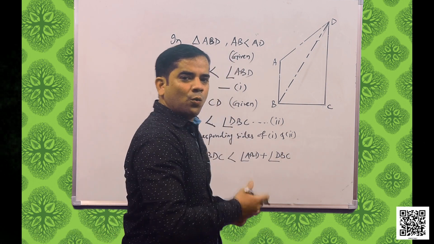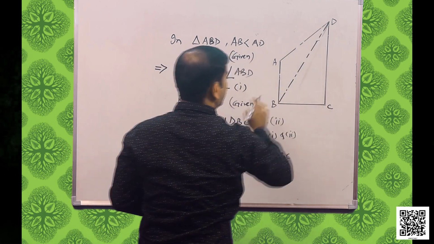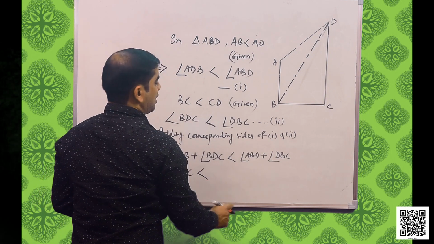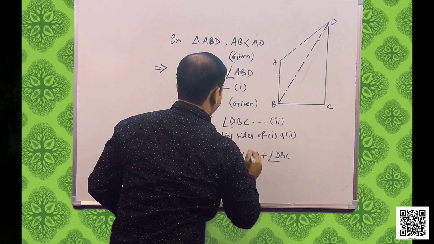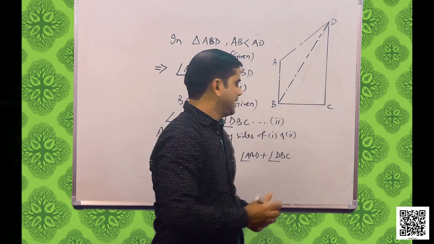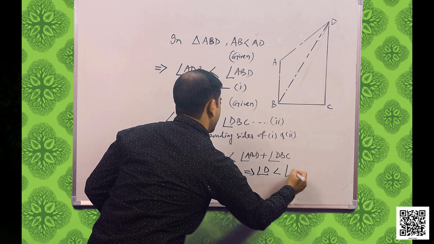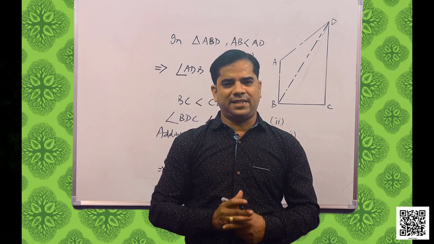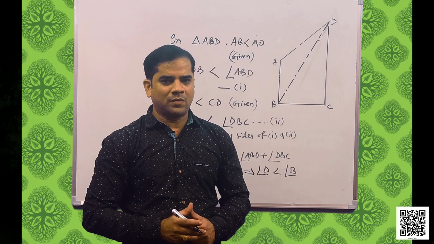So, what is ADB plus BDC? ADB plus BDC gives us angle ADC, which is smaller than, what is ABD plus DBC? ABD plus DBC gives us angle ABC. That implies angle D is smaller than angle B. Similarly, by joining A and C, we can show angle A is greater than angle C.